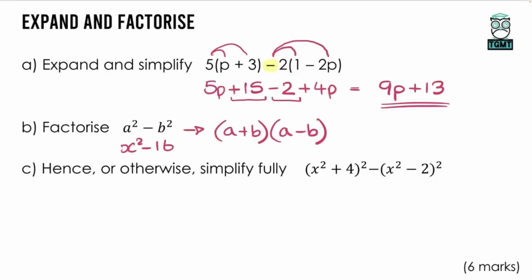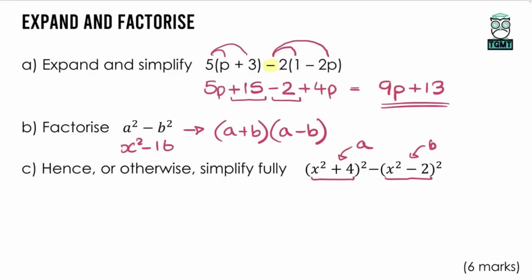It says hence or otherwise, simplify fully, and then it's given us basically the same thing, except there's loads of pieces in the bracket. Now this here, we have this x squared plus 4, that's just our a. And then we have this x squared minus 2, and that would be our b. So all we need to do is replace the a's and b's in our previous answer, the a plus b, a minus b, with these new pieces.